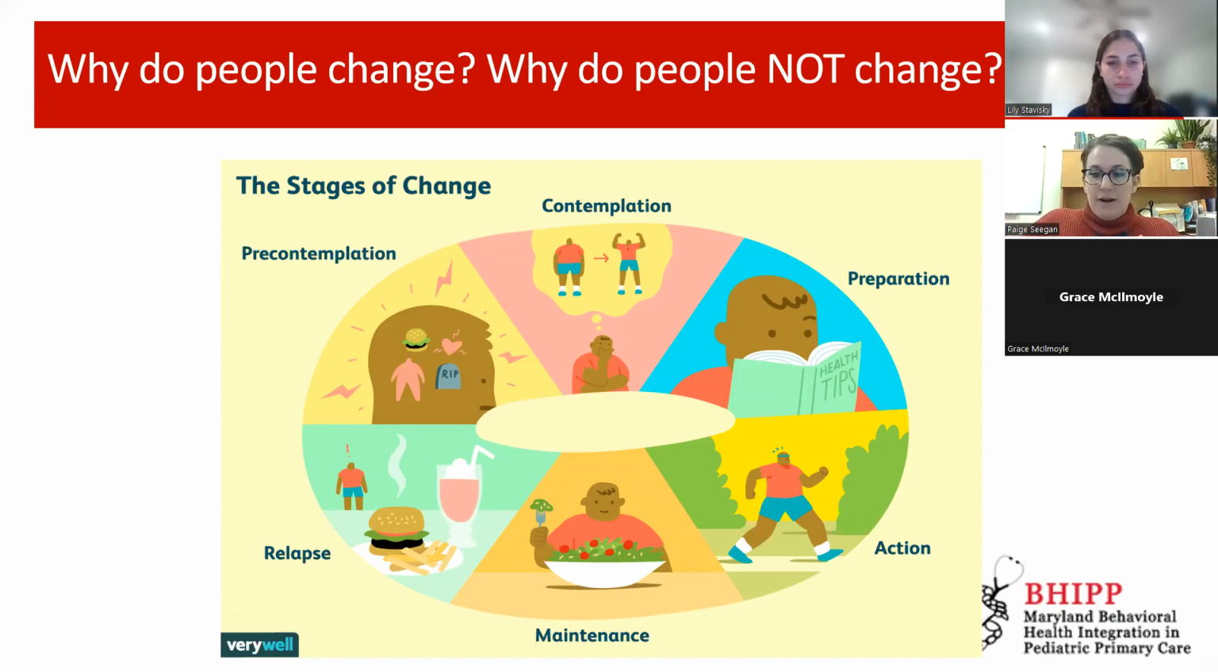Because then potentially patients might get into the relapse stage, and this is where we want to really focus on reaffirming commitment and begin progressing through the stages again.